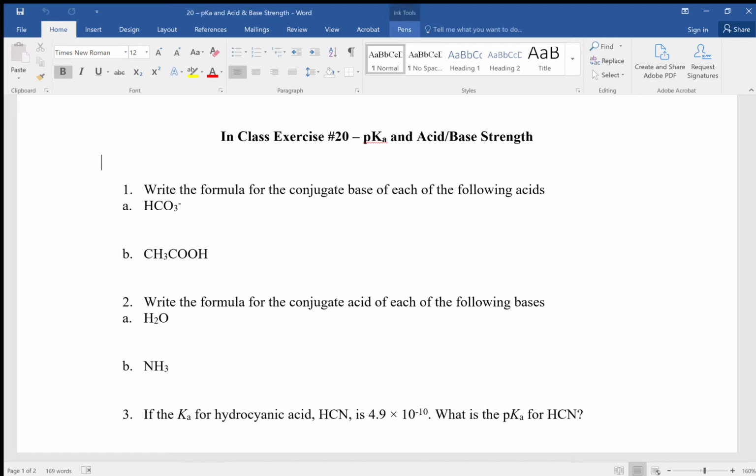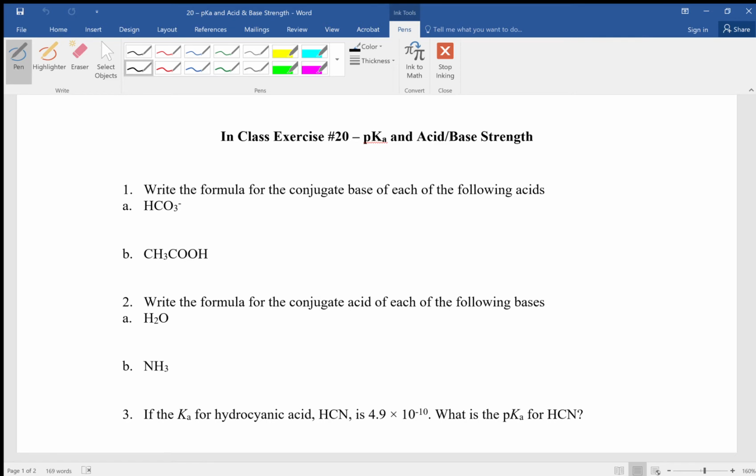So let's go over these exercises dealing with acid-base strength. Our first two questions, we're just looking to write the formulas for conjugate bases or conjugate acids. Recall that the conjugate base of an acid is just the result of what we get after an acid has lost its proton.